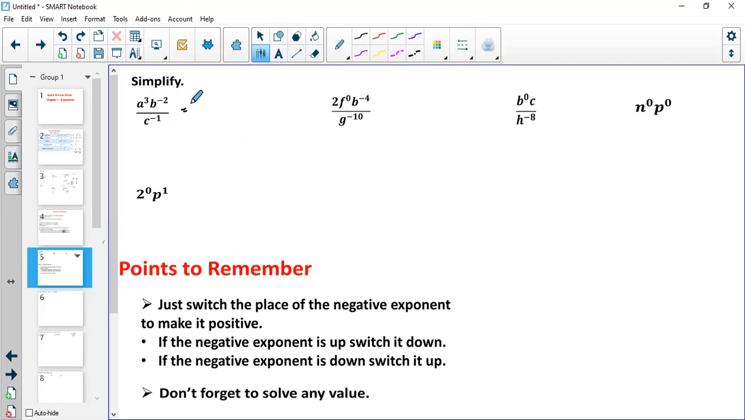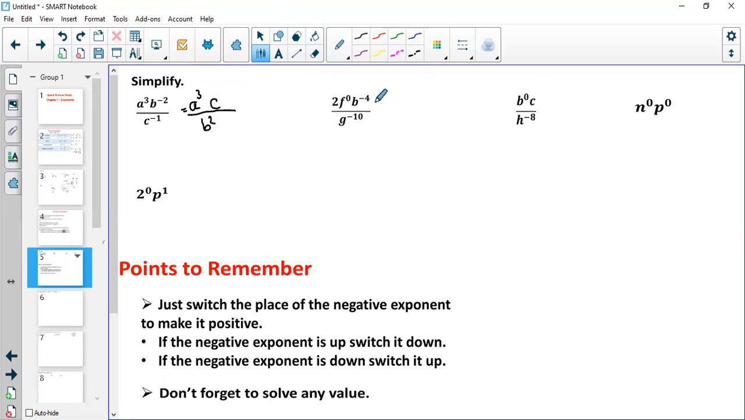So a cubed remains the same because a cubed has no negative exponent. But b to the power of negative 2 will come down, and then c to the power of negative 1 will move up and change the signs. Because this is negative, it goes up and becomes a positive one. This is negative, so it goes down and becomes a negative one. Now keep in mind, we never write 1 as the exponent, so we leave the letter alone. So this is the simplified form of this exponential fraction.